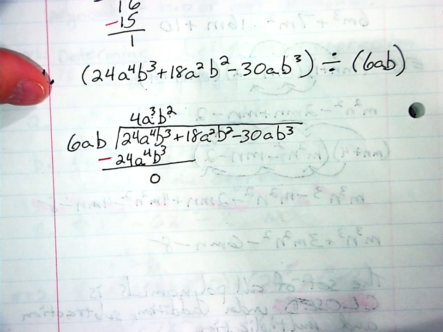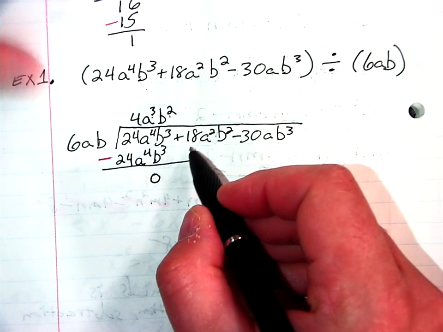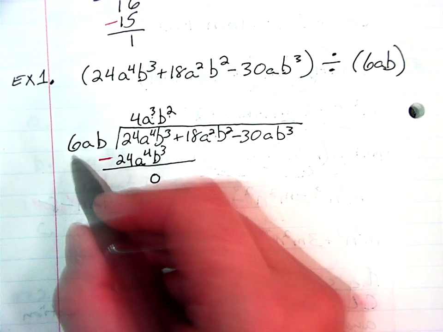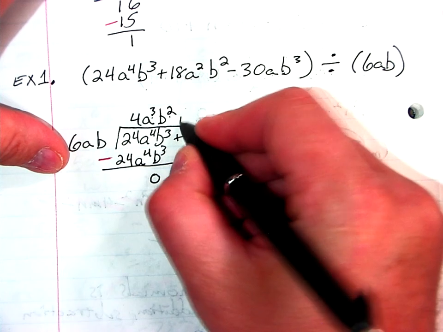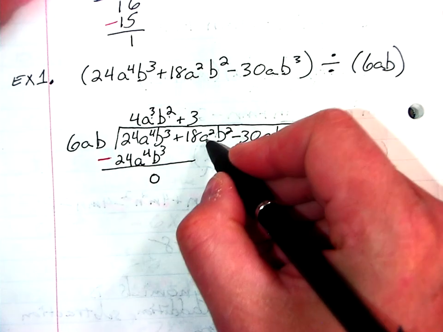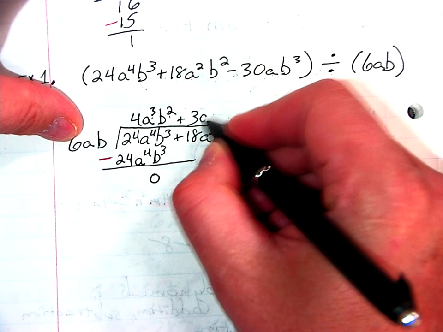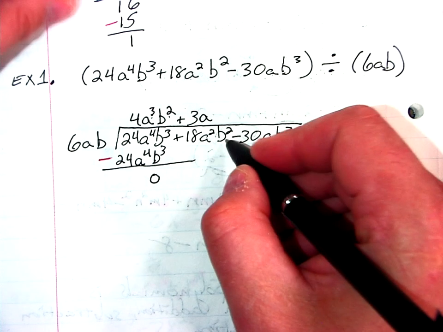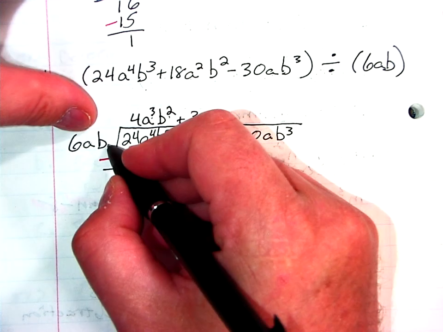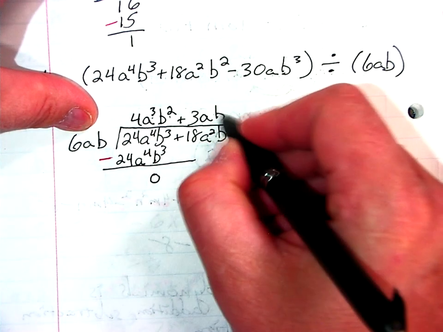All right, so now we need an 18, correct? So what do we multiply 6 by to get to 18? Positive 3. It wants a squared. We have 1a, so a times a is a squared. It wants b squared, we have a b, so we multiply it by b.